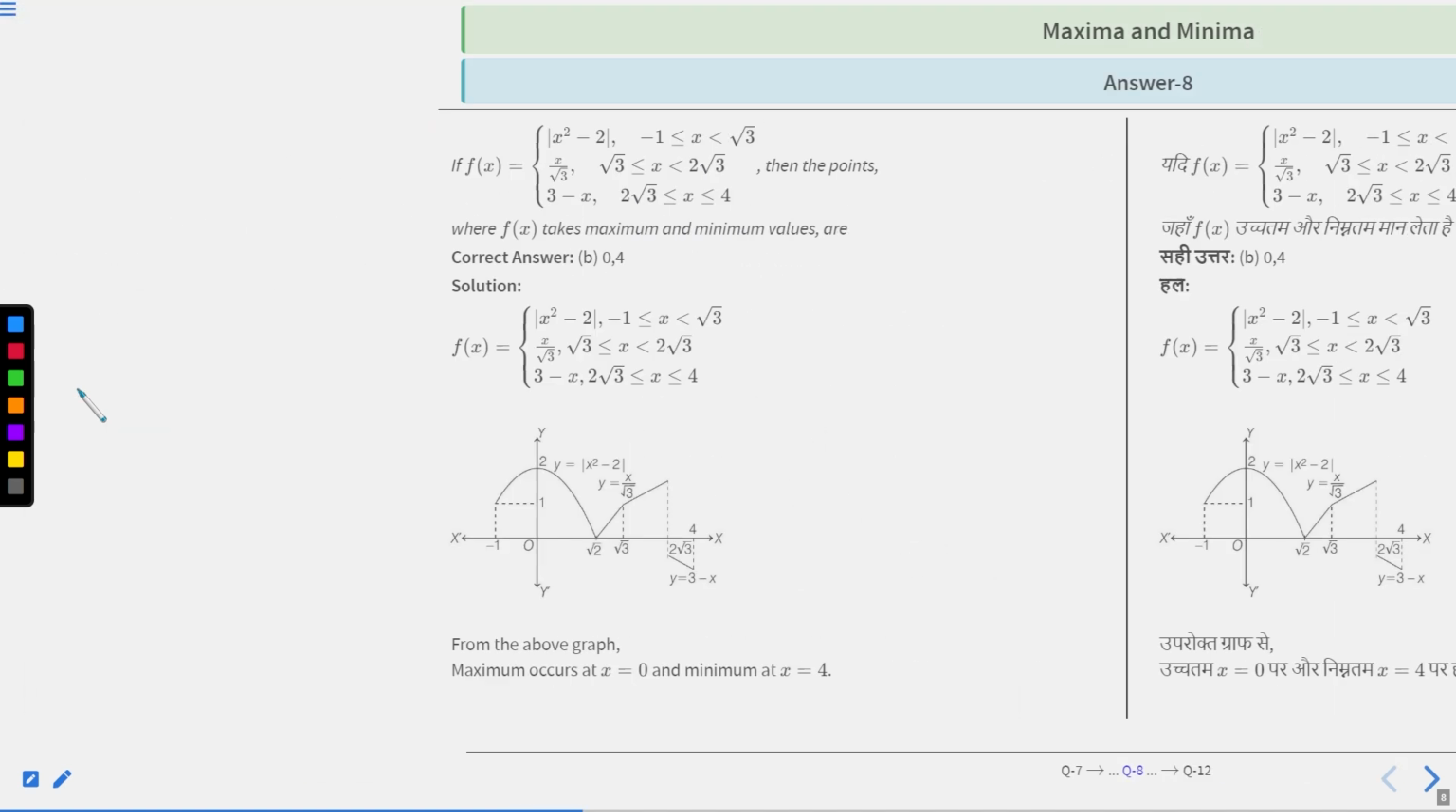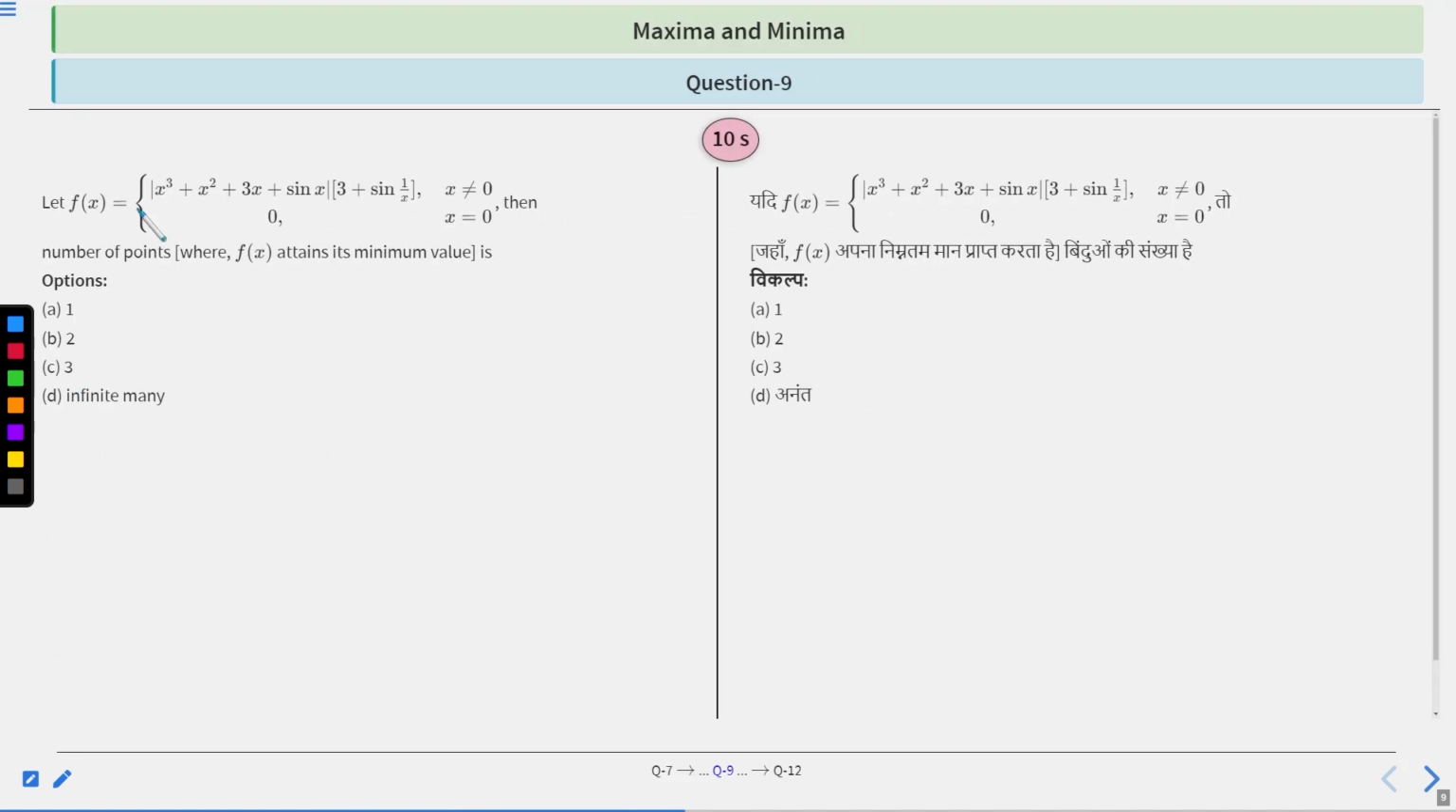Okay, let's move to the next question. Question number 9, which says that let f(x) is equal to |x³ + x² + 3x + 7| into (3 + sin(1/x)) when x is not equal to 0, and 0 when x equal to 0. Then we have to find the number of points where f(x) attains the minimum value.